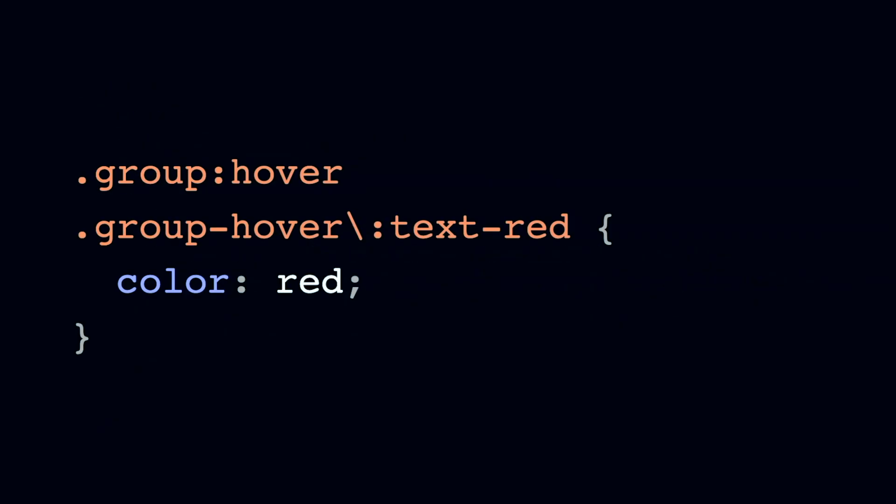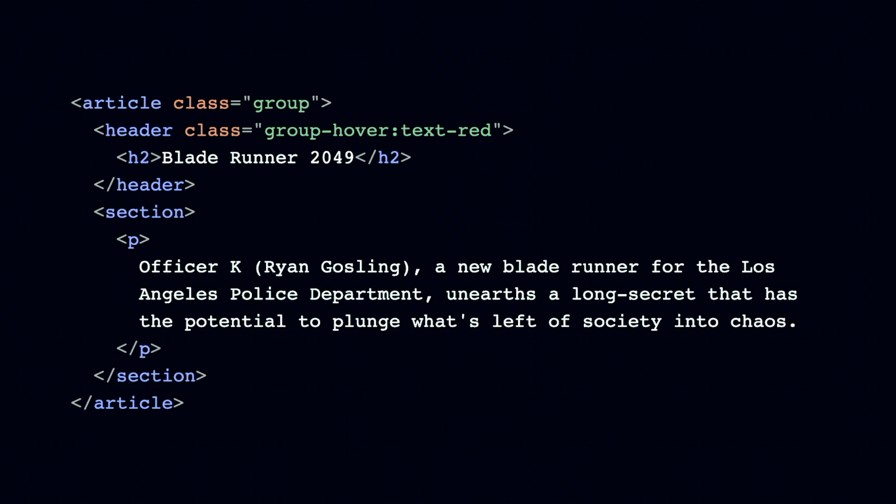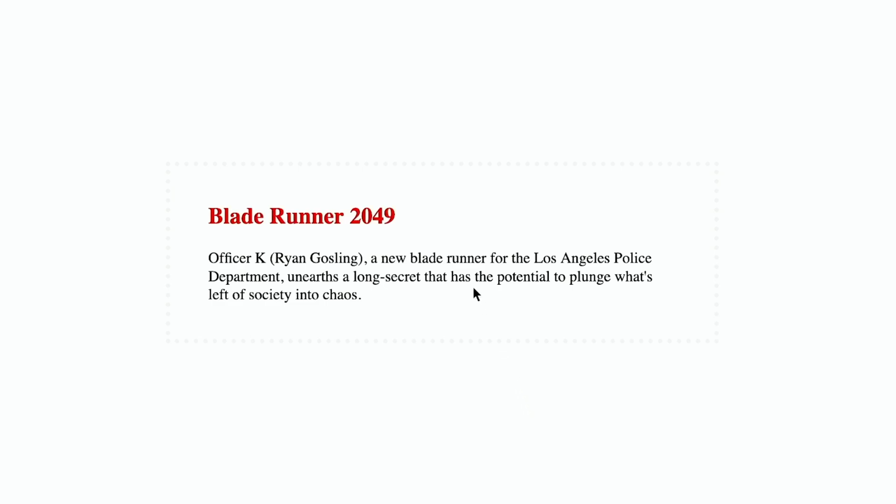For example, you can create grouping classes to style children whose parents are being hovered. And this leverages descendant selectors. You can add the group class on a parent and the group hover class on any children that should react to the parent being hovered. Here we want the text in the header to turn red, but when the article is hovered. And this is what happens.